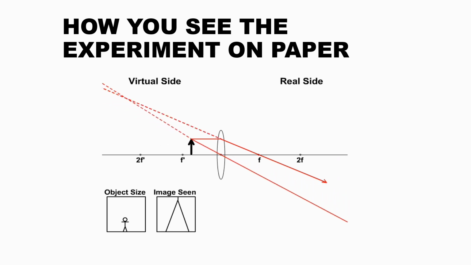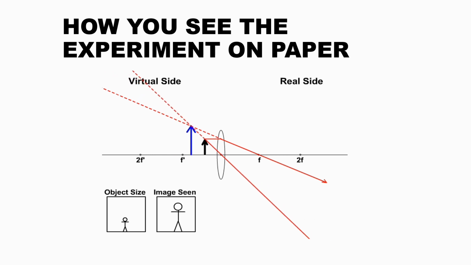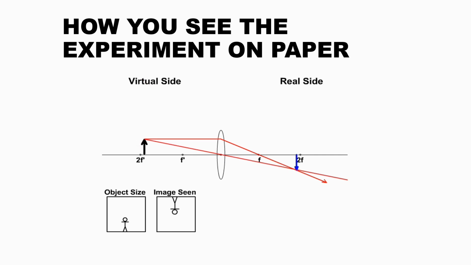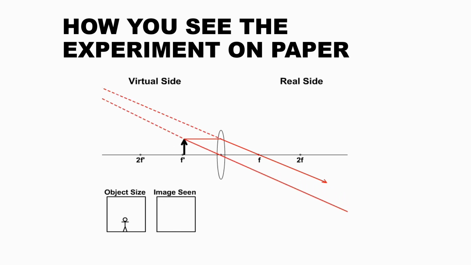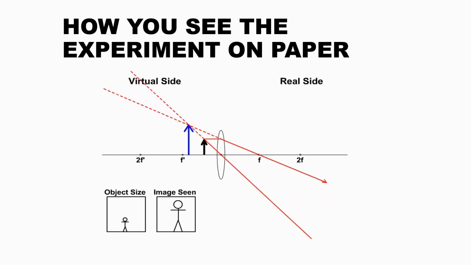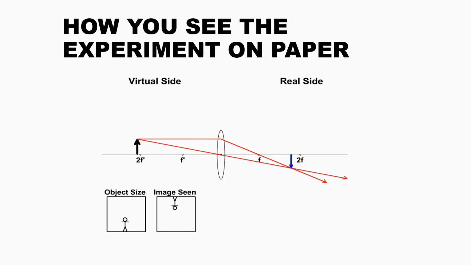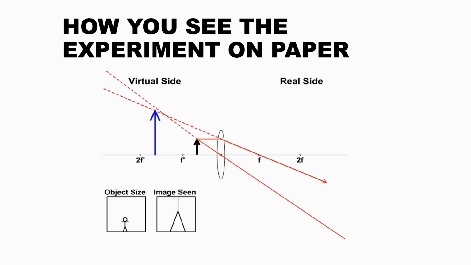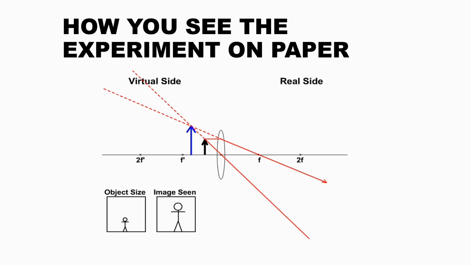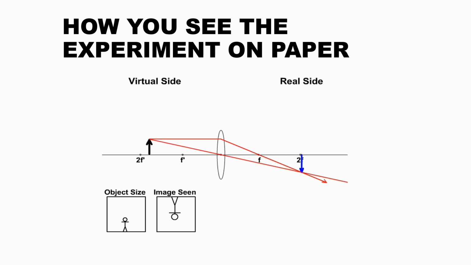As the blue one is changing position, the black one is also changing position. But it is the black arrow that determines what the blue arrow will be, because the black arrow is the object. So as the black arrow is changing position, it remains the same size, but the blue is changing position and also changing in size. So at 2F, both the black and the blue will have the same height, but the black one will be upright while the blue one will be inverted. As the position of the black one is changing, the position of the blue one is also changing.